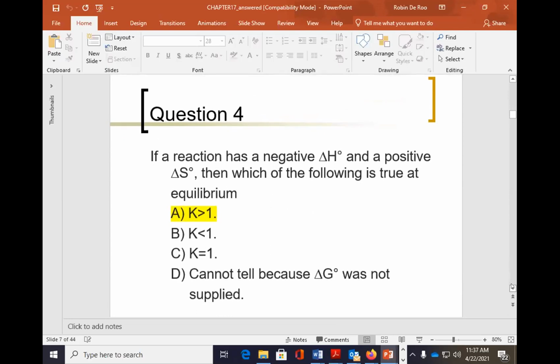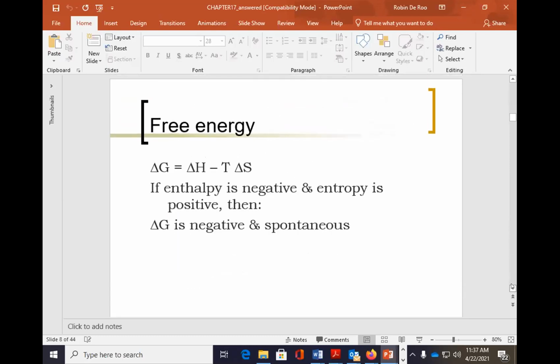This is based on exothermic and then gaining in entropy. And so your free energy would be negative, and therefore your equilibrium constant would be greater than 1. So I basically used the Gibbs free energy equation, and the idea that the delta G would be spontaneous.